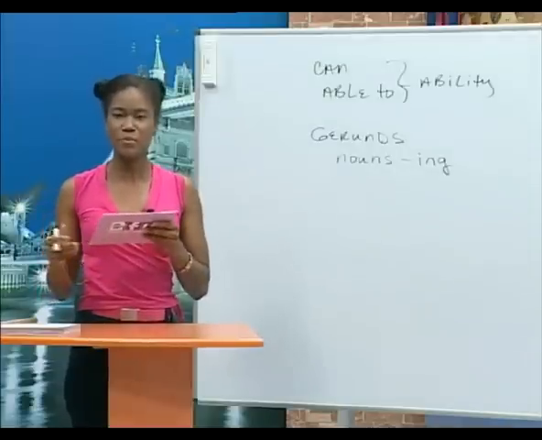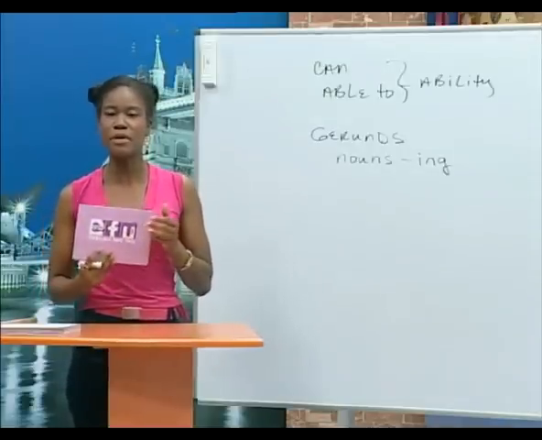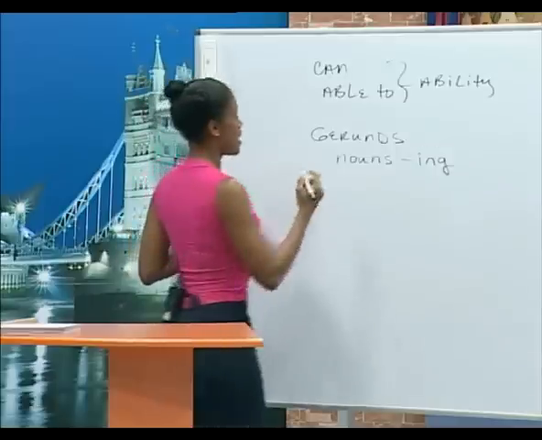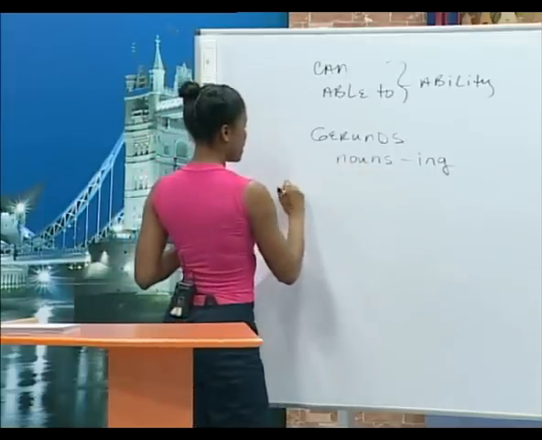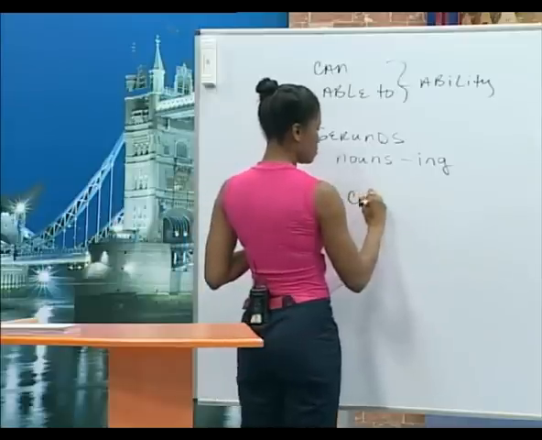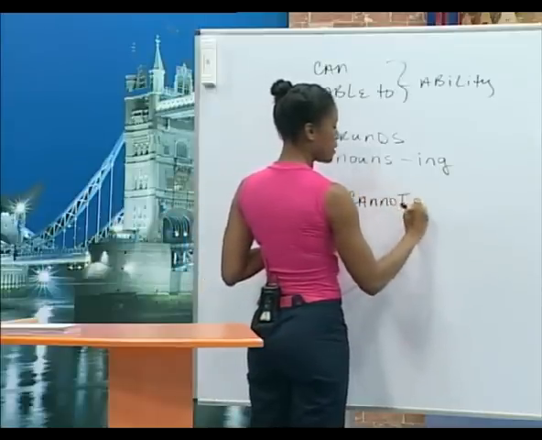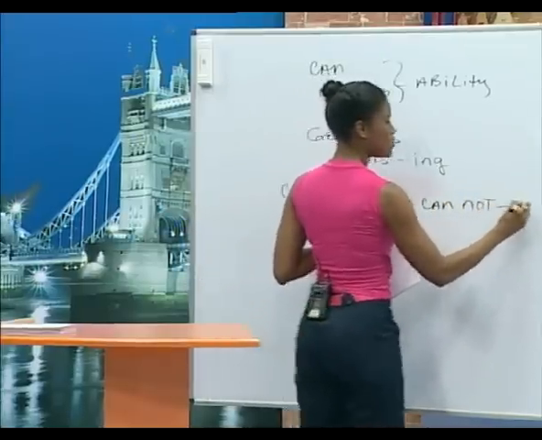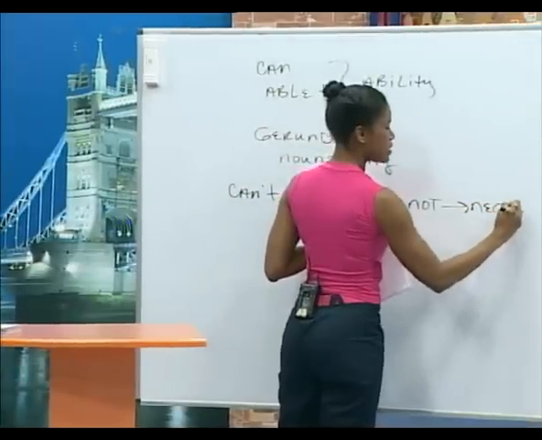So can expresses ability in the present and the future. The negative of can is can't, cannot, or can not. These are all negative expressions of can.